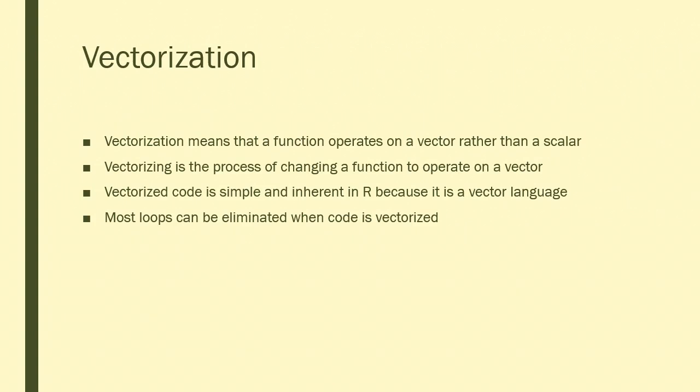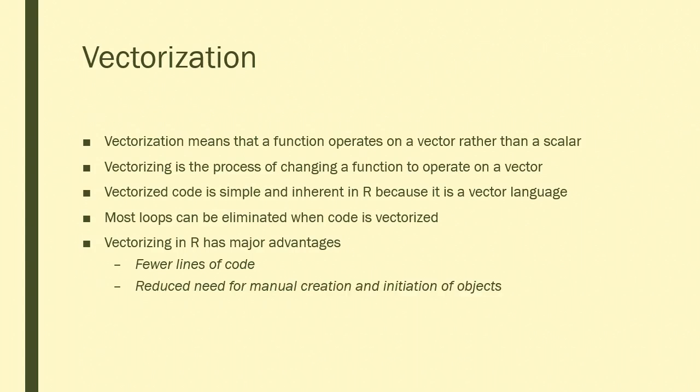Now we will talk about loops in more detail in a later learning cycle, but most loops can be eliminated when code is vectorized. I'll show you what a loop means in just a moment here. Loops can really gum up the works and slow down the process, so being able to eliminate them by vectorizing code makes it worth it to vectorize the code. Vectorizing in R has major advantages: fewer lines of code, reduced need for manual creation and initiation of objects, and speed.